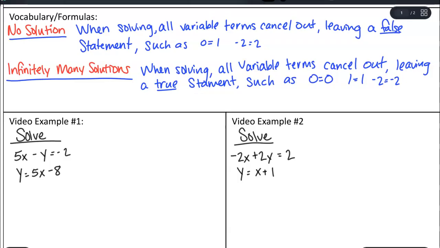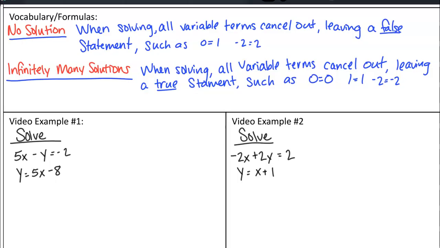So the two types of solutions that we are adding today: the first is no solution, and that is when we are solving, all the variables cancel out, leaving us a false statement such as 0 equals 1, that's not true, that's false, or negative 2 equals 2, again, that is a false statement, not a true statement. So if you have no variables and the numerical statement is false, then your answer is no solution.